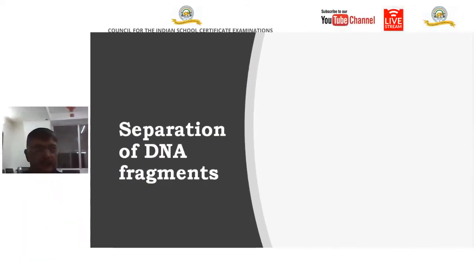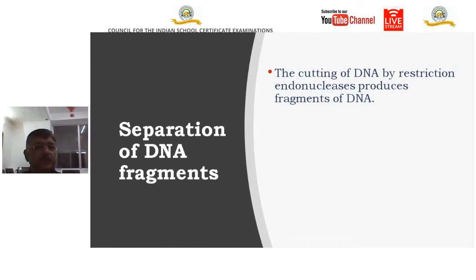Now we have the whole DNA. We have to get the fragment of interest, the gene of interest. So for doing this, the entire natural DNA, we call the native DNA, has to be cut into fragments. And these fragments are produced due to the action of the enzyme restriction endonuclease. These fragments have to be separated so that we can find out the fragment of interest.